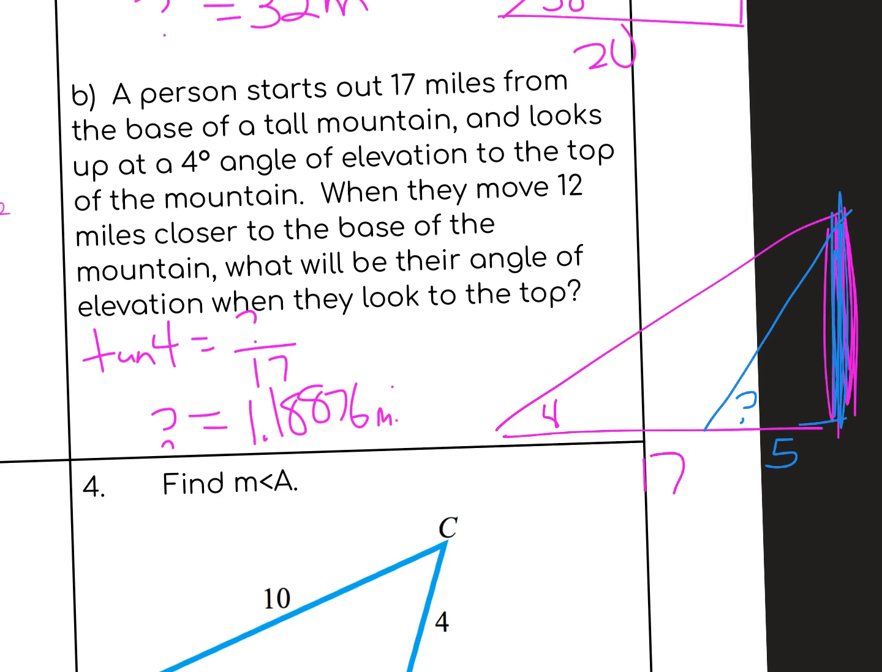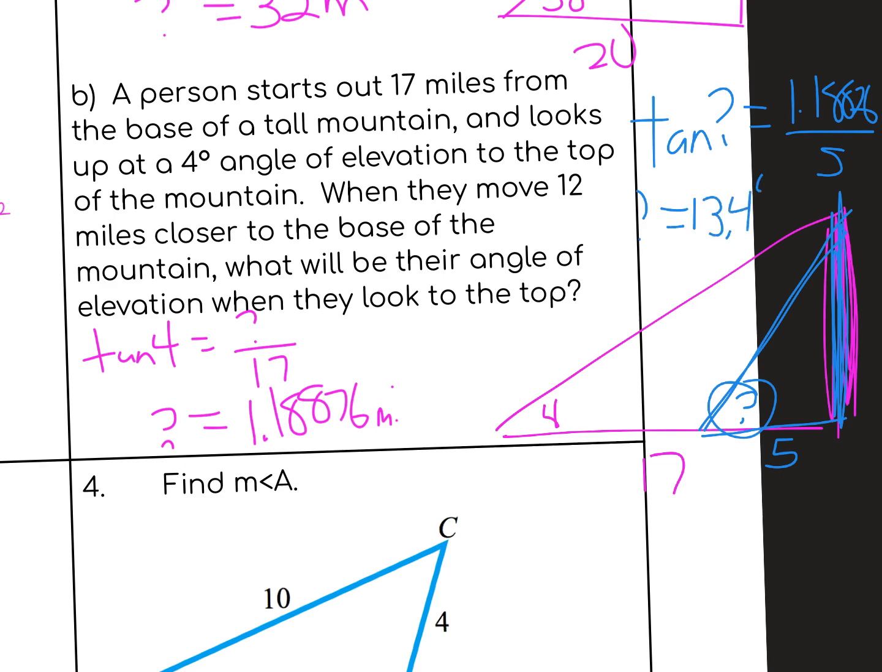And then in the blue triangle, let's change colors to blue. So I know what that is now. It's still the tangent of something is the mountain, which is that 1.18876 over 5. So I'm going to do the inverse tangent of, I'm actually going to use the exact value on my calculator, over 5, and I get, I'll call it 13.4 degrees.